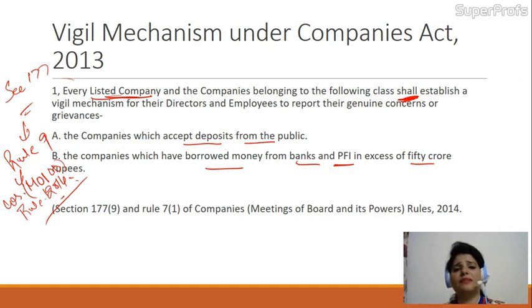If anything bad is happening in a listed entity, or in companies that accept deposits or borrow more than 50 crore rupees from banks or public financial institutions, these three types of companies are required to establish a vigil mechanism for the directors and employees. It is mentioned in Section 177 subsection 9 of the Companies Act, read with Rule 7 sub-rule 2 of the Companies (Meetings of Board and its Powers) Rules 2014, which talks about the vigil mechanism to be followed by such classes of companies.